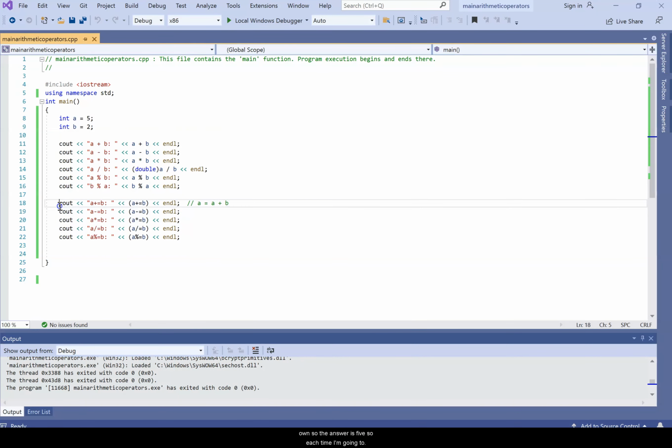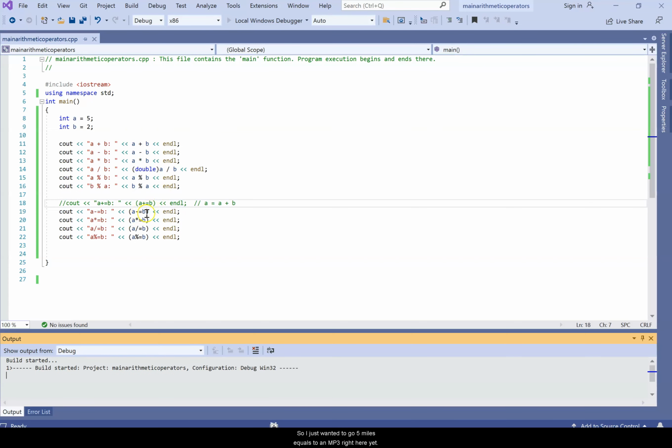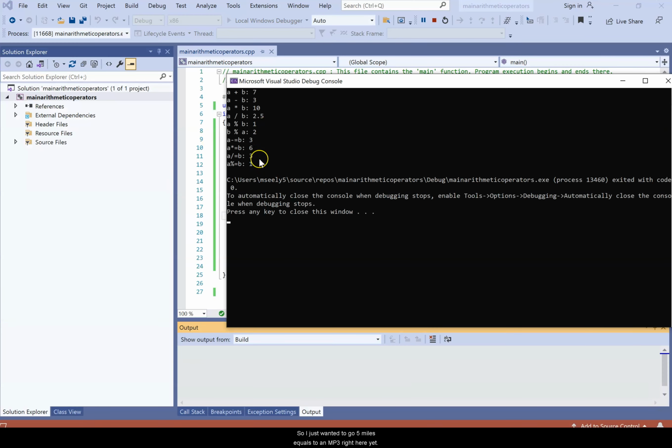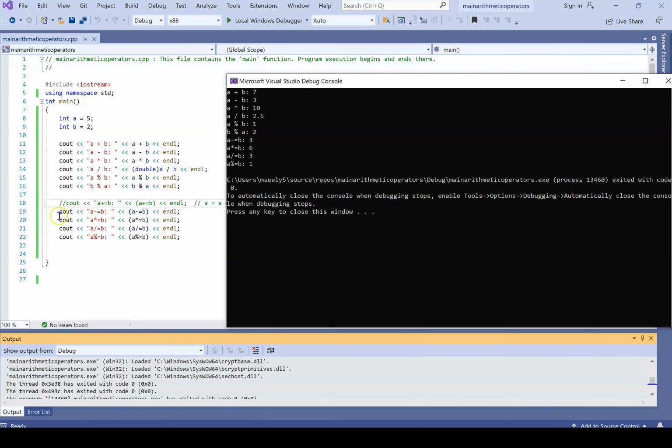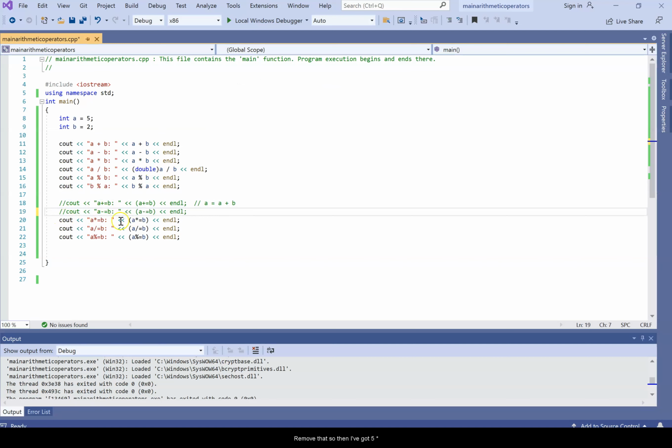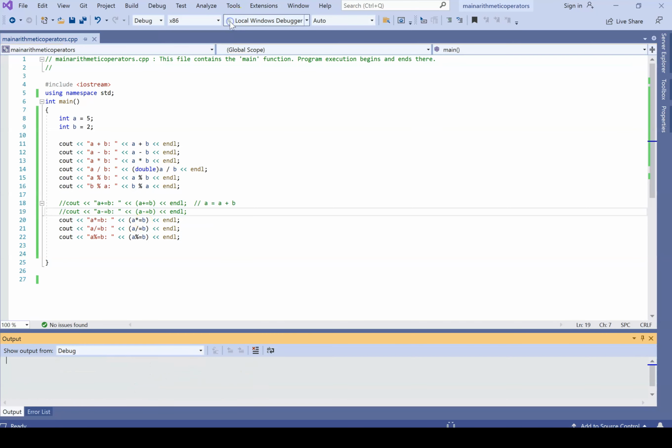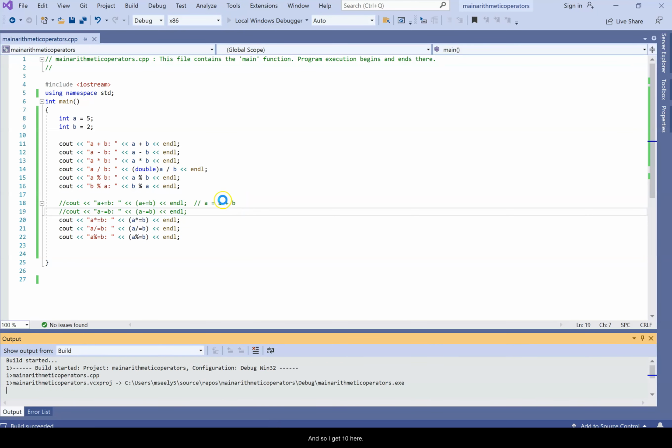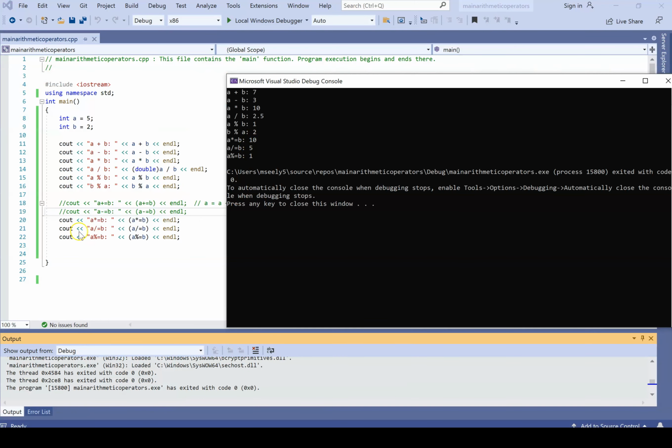So each time I'm going to subtract out the one before it. So I just wanted to go 5 minus equals 2, and it'll be 3 right here, yep. So then I'm going to remove that. Then I've got 5 multiply equals 2 is 10. And so I get 10 right there.